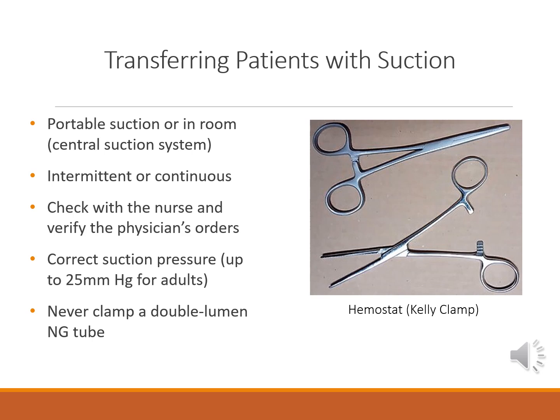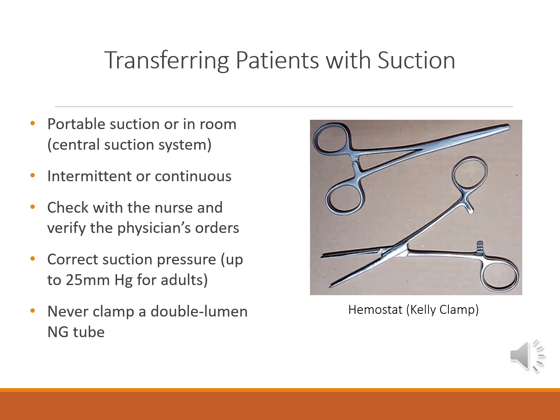Ensure that suction can be reestablished quickly, either by using a portable suction machine or the department suction equipment, and be aware of the correct suction pressure, which is typically 25 millimeters of mercury for adults. Exceeding this pressure can harm the gastric lining.